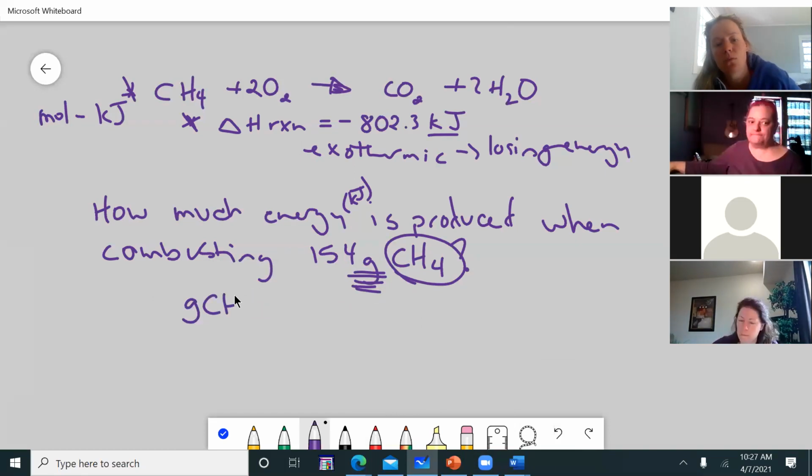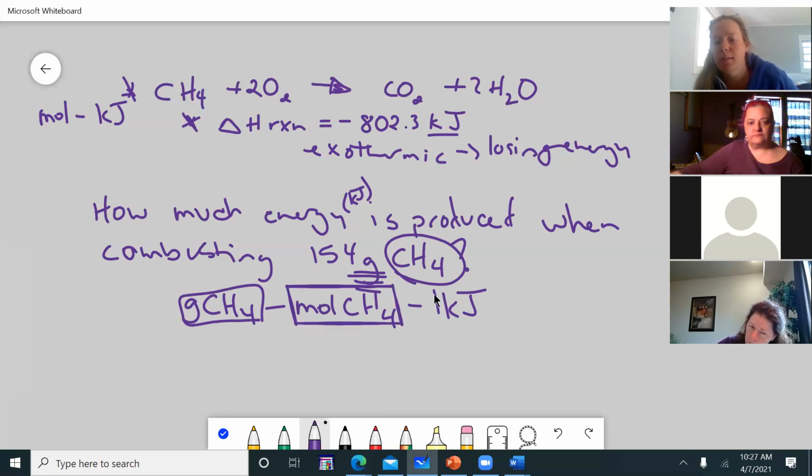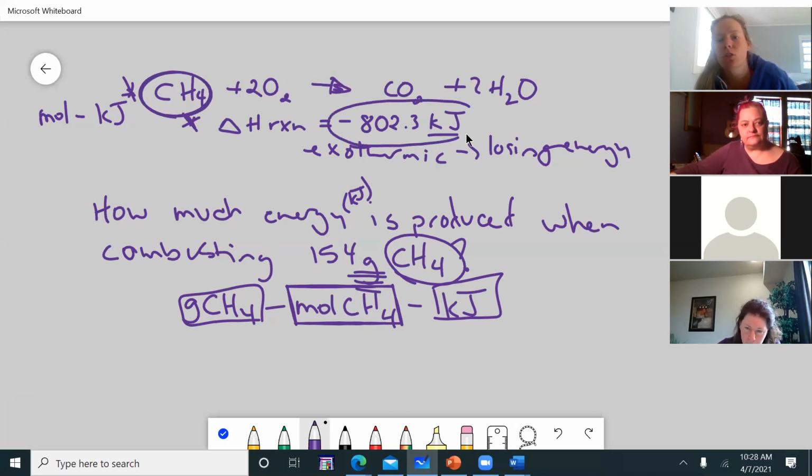Let's try that again. Grams of CH4 into moles of CH4, and then from there, we can go into energy or kilojoules. This first step is just using the molar mass of CH4. The second step is using the relationship between methane, which is this guy over here, and the delta H of reaction.